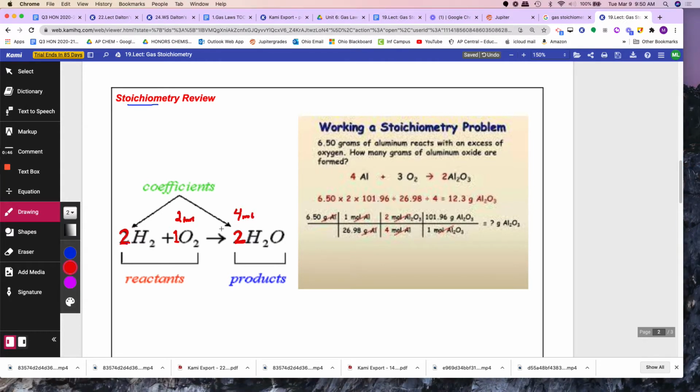So you can relate them to each other, and if you wanted to go to grams, you can convert that to grams. And if you had grams over here, you can convert it to moles and use the mole ratio. So here's an example. If you had 6.50 grams of aluminum, you go from grams to moles, and then mole to mole ratio, and then go to Al2O3, and then you go to grams. And here's the conversion here, and you see the mole ratio right there.